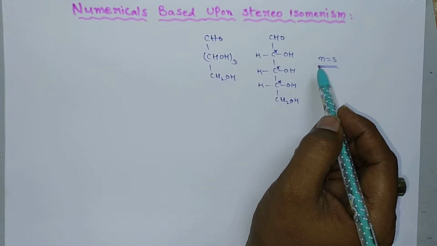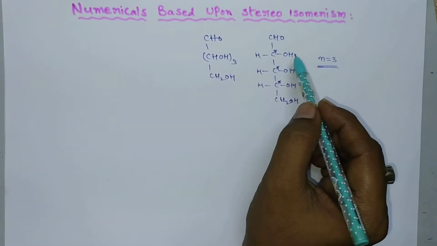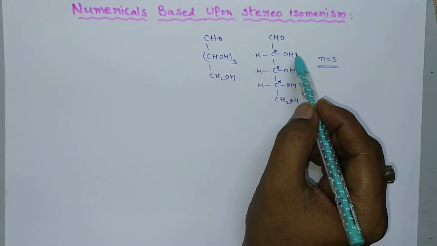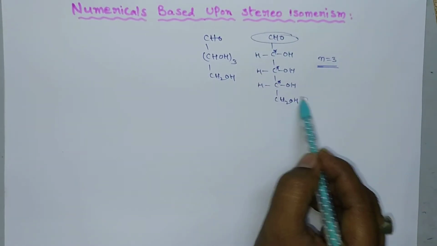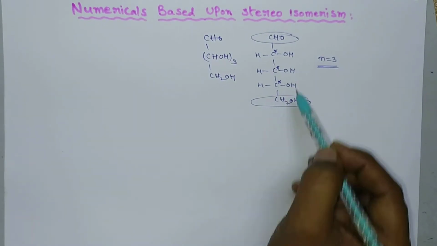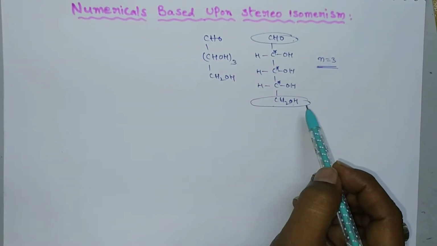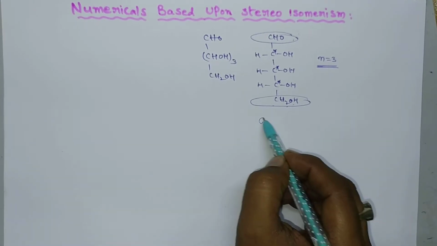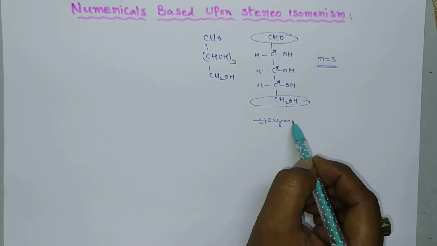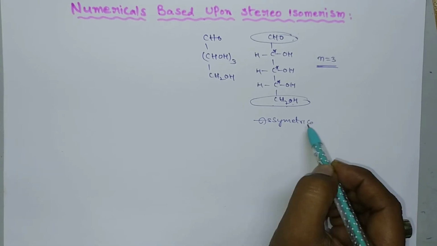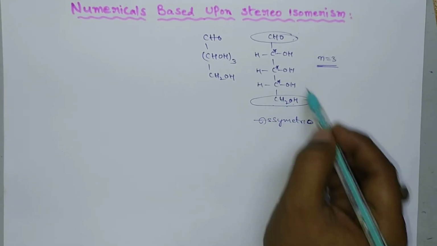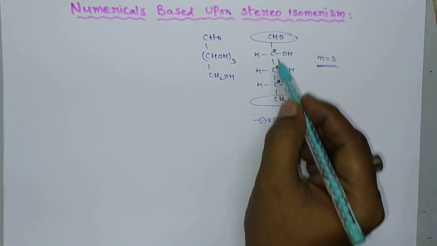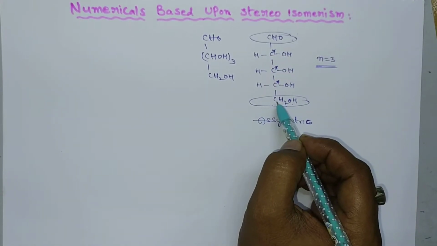In order to find out whether the given molecule is asymmetric or not, we have to check the ends of the molecule. Here the ends of the molecule are these two: one is the CHO group, the other is CH2OH. If the ends are different, then the molecule is said to be an asymmetric molecule. That means it does not exhibit any elements of symmetry.